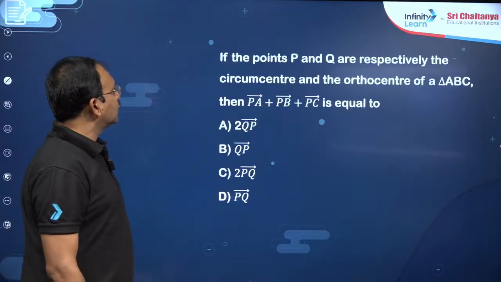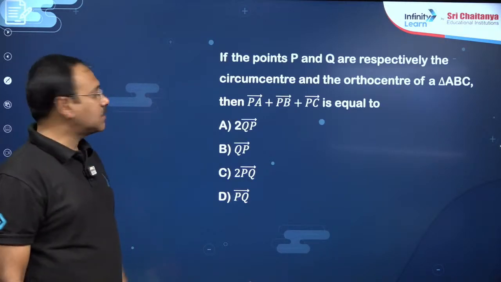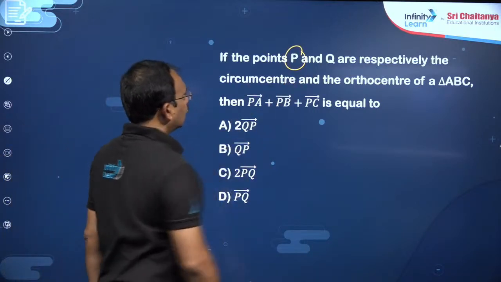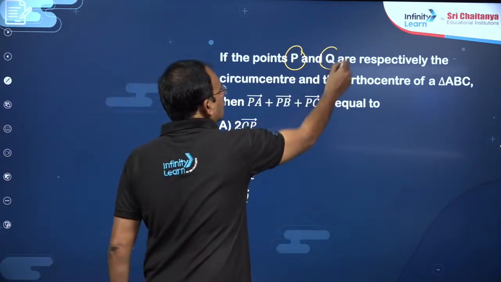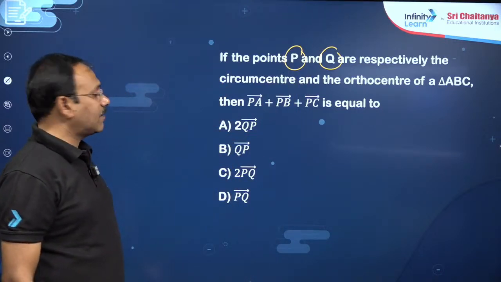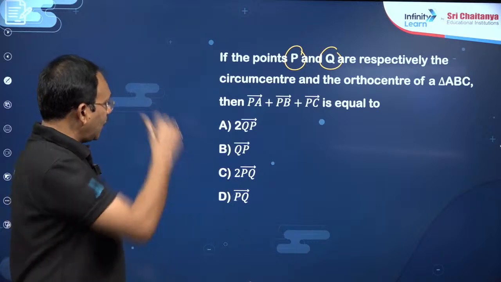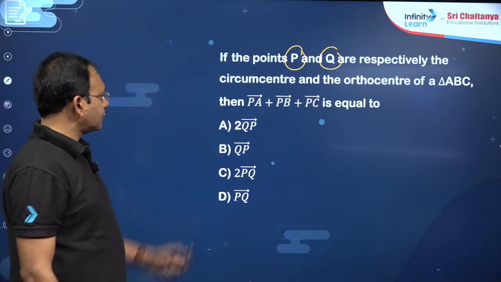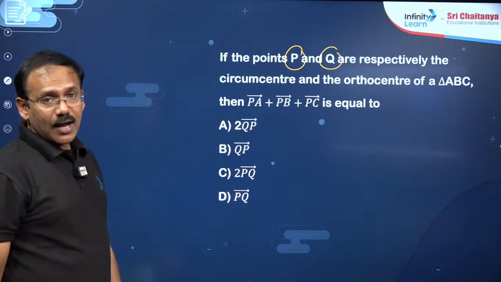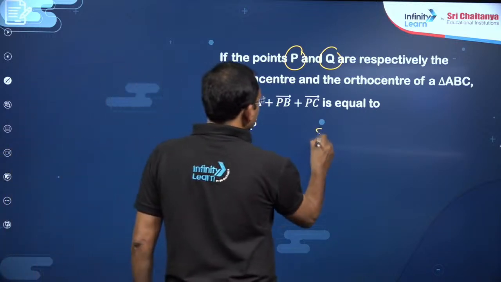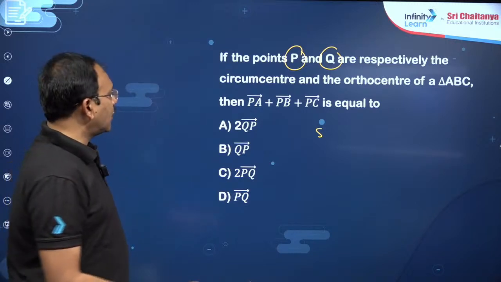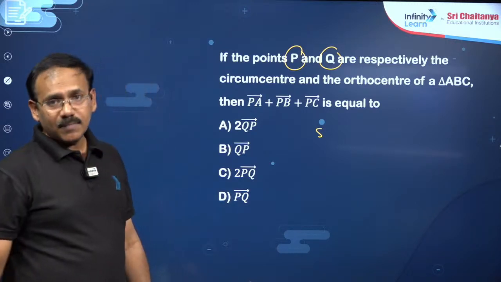Next, my dear friends, you see the points P and Q are respectively the circumcenter, this is circumcenter and Q is going to be the orthocenter, my dear friends, of triangle ABC. So PA bar plus PB bar plus PC bar he wants. Okay, then what can you say about the result? You can take any triangle, generally orthocenter we write like this. So you can write PA bar plus PB bar plus PC bar.